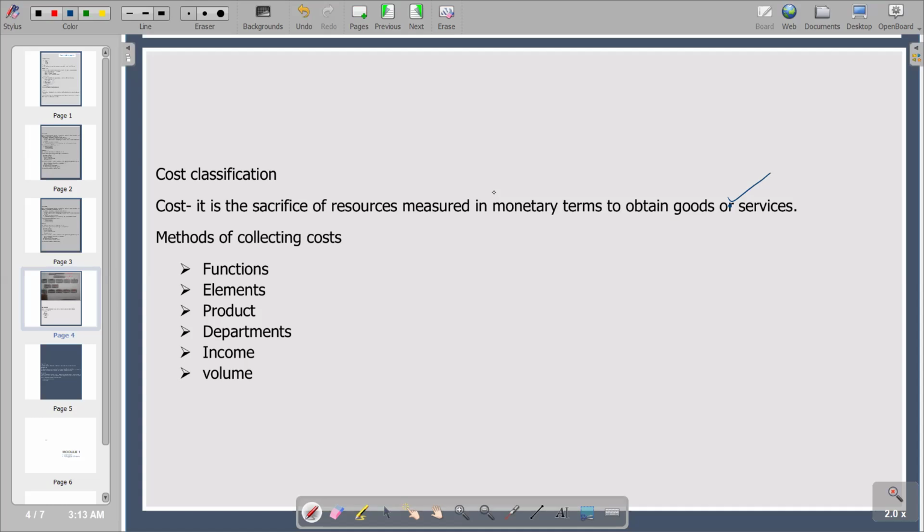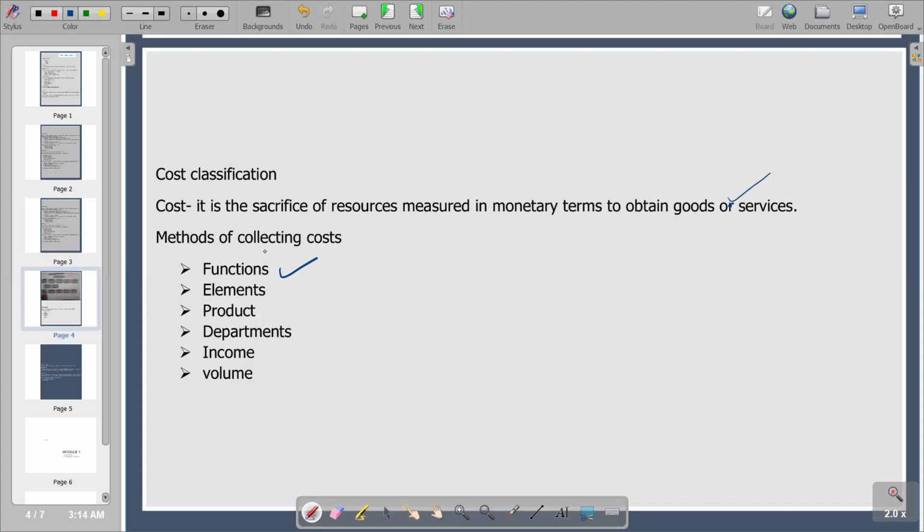That's the first aspect on function. Then they can also be collected according to different elements. On different elements, we are talking about, for example, direct material cost as an element, direct labor cost as an element, and manufacturing overhead cost as an element. So cost can be allocated to direct material only, and can be allocated to direct labor and the manufacturing overhead. So that's how we are explaining it from the point of view of elements.